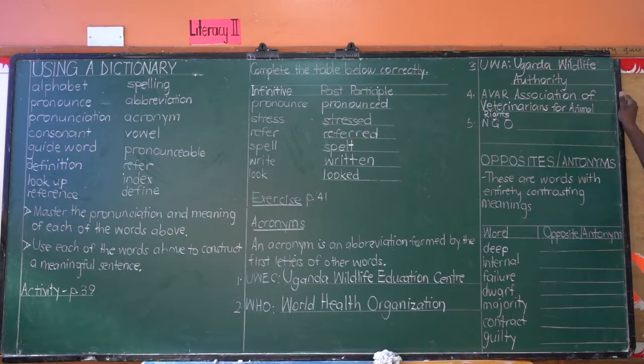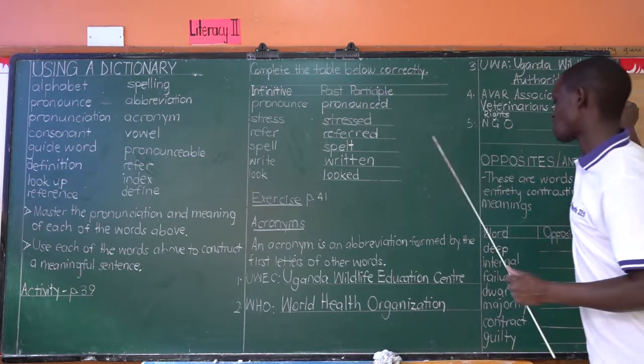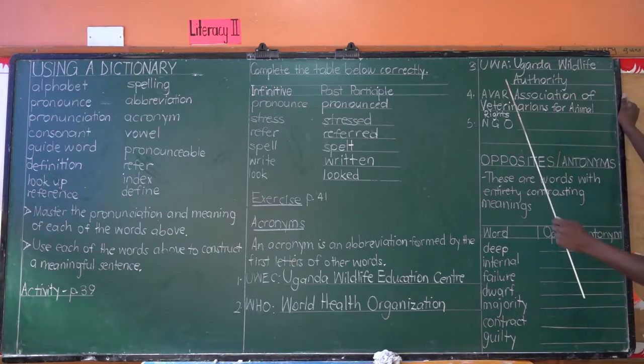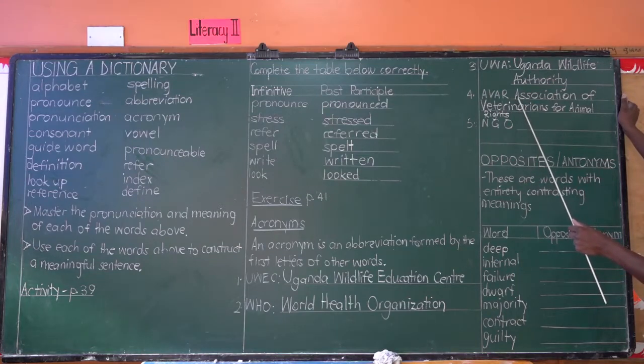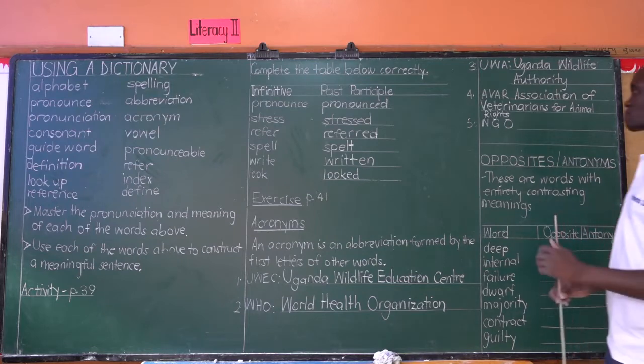That is AVAR. Our acronym, you remember we said an acronym is an abbreviation that is formed from the first letters of other words. We formed the acronym AVAR from the first letters of other words. Which other words? Association, then Veterinarians, Animal and Rights. So we formed the acronym AVAR from those letters.